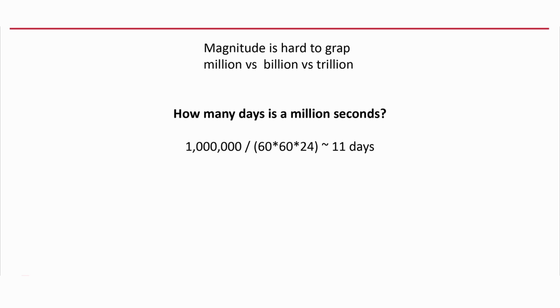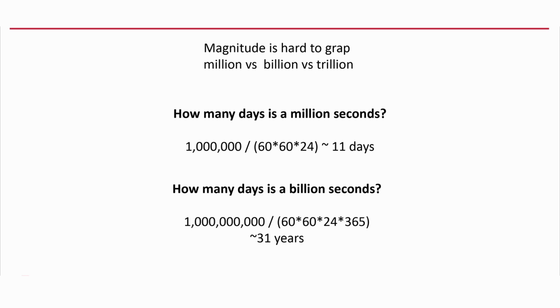I think it's just a little bit more, maybe 11.2, 11.3. But then if I was to ask you how many days are in a billion seconds, you might guess something in the order of days, months, but you might be way off because it's actually 31 years.